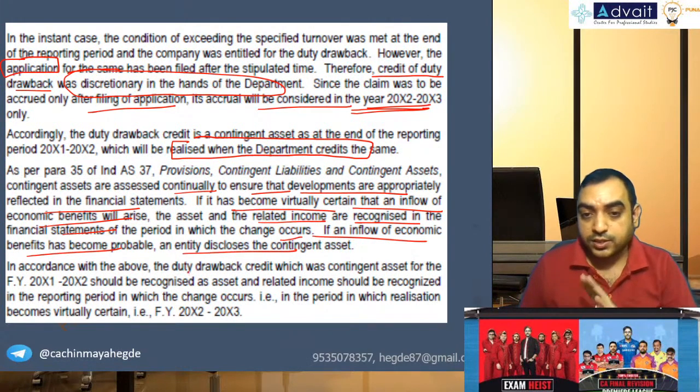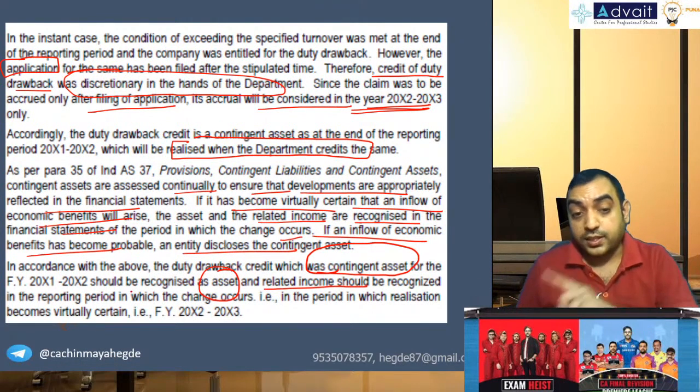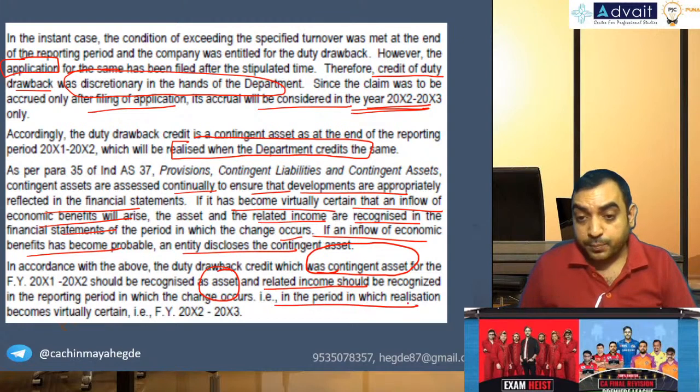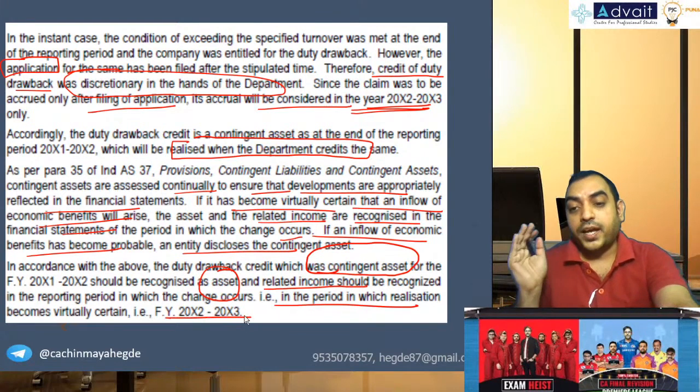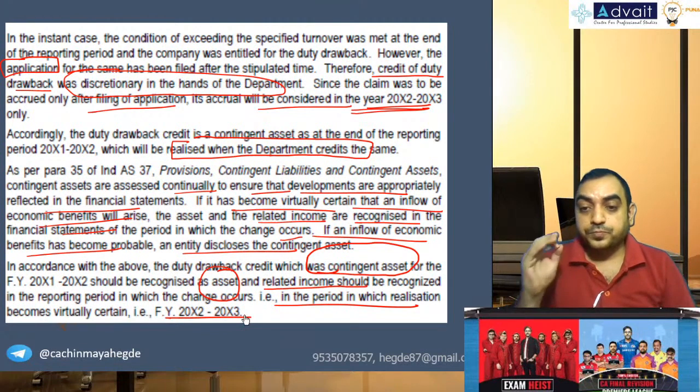Okay, in accordance with this, the answer is okay. This will be a contingent asset, and it should be recognized as an asset. The related income should be recognized in the year 2002-3, not in 2001-2, that is, in the period in which the discretion applies. So the summary is what they're trying to tell.